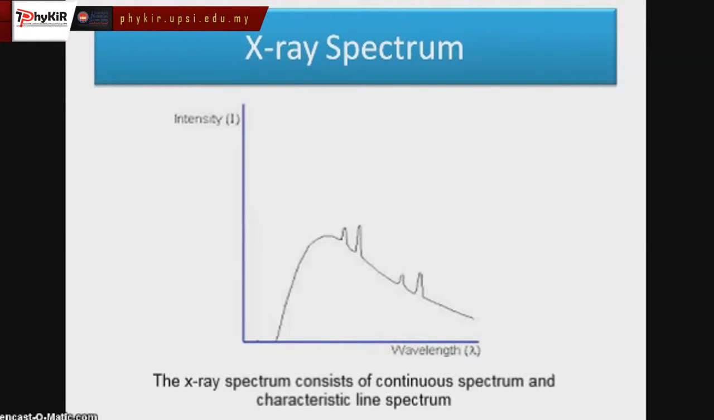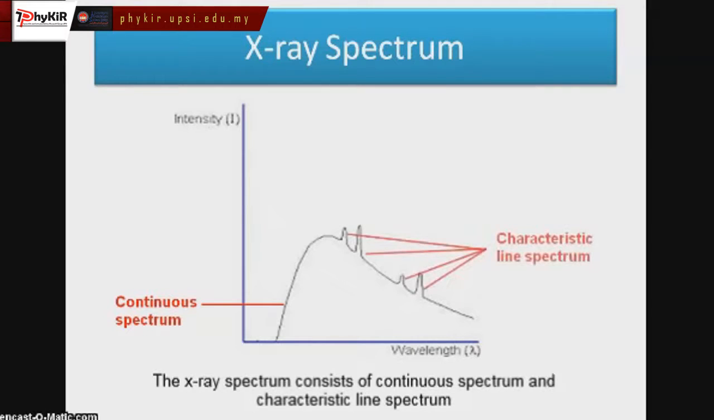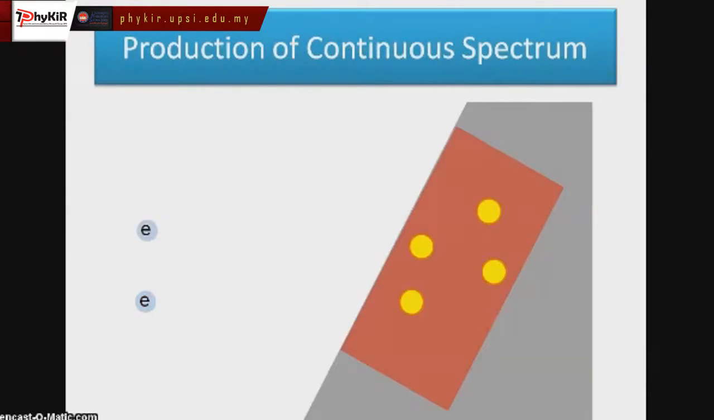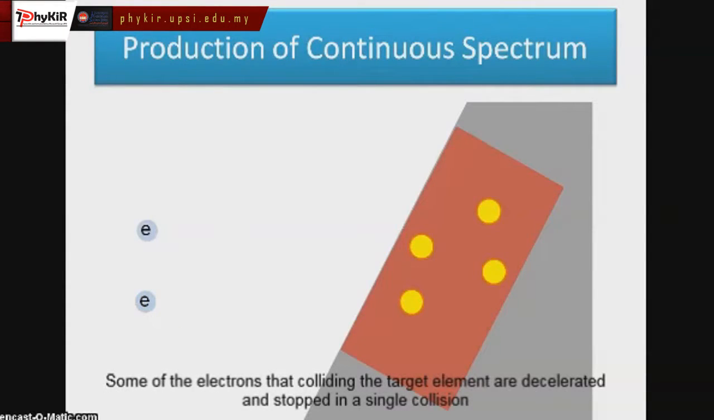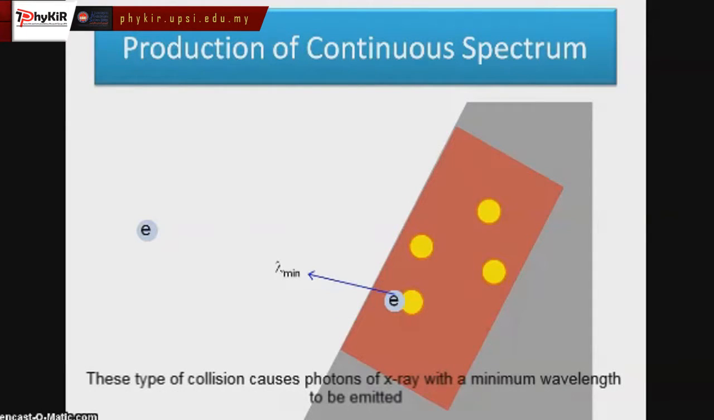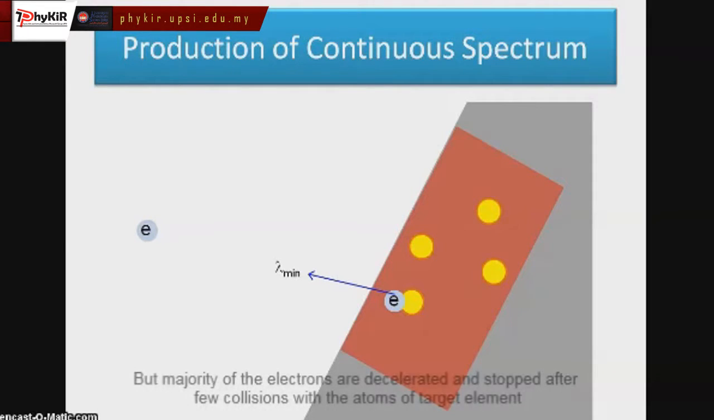The X-ray spectrum consists of a continuous spectrum and a characteristic line spectrum. Some of the electrons colliding with the target element are decelerated and stop in a single collision. This type of collision causes photons of X-ray with a minimum wavelength to be emitted.